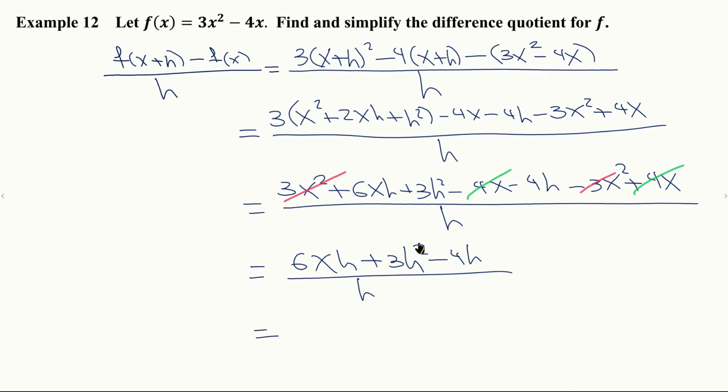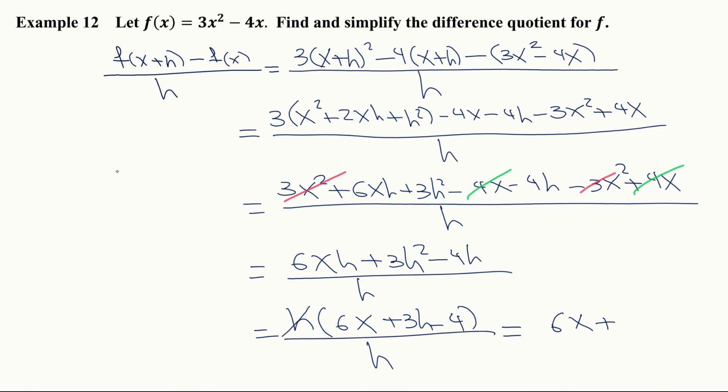So since we're asked to simplify, we'll go ahead and factor h. Seems to be a common factor to all 4 terms involved here. So we get h times 6x plus 3h minus 4 over h. So finally we get 6x plus 3h minus 4, because the h's will cancel out now, right? Okay, so there is the difference quotient for this particular function. Again, it's not difficult, it's just a little bit tedious. There's a difference between difficult and tedious.